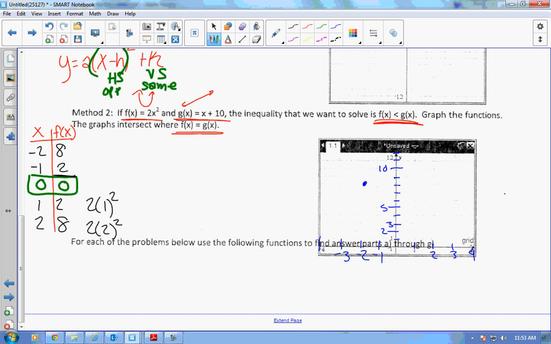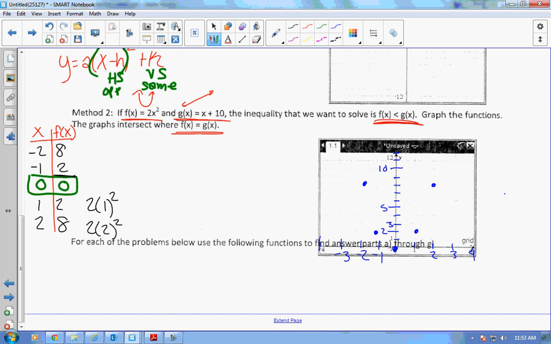Negative 1, comma 2. Are we okay plotting points? Does anyone need help plotting points? 0, 0. 1, comma 2. Now we start seeing symmetry. Those are the same height. And 2, comma 8. Those should be the same height.